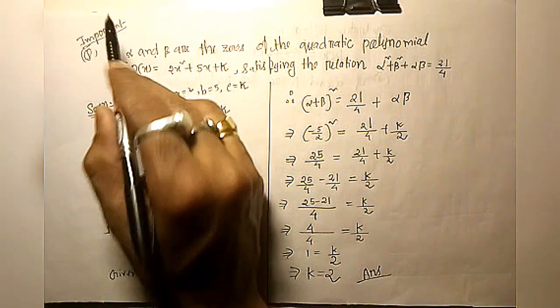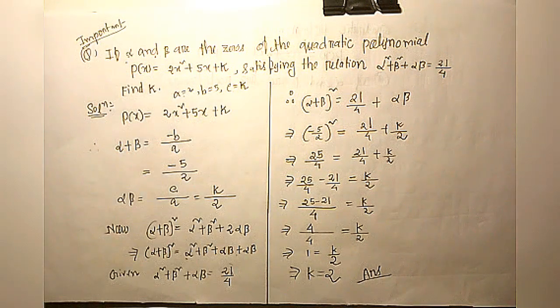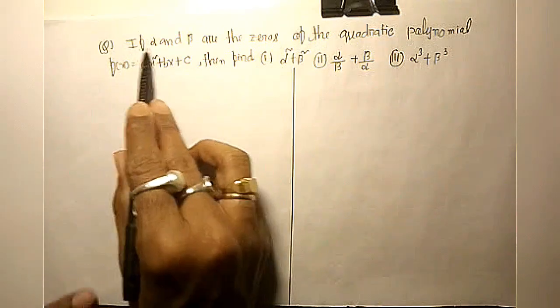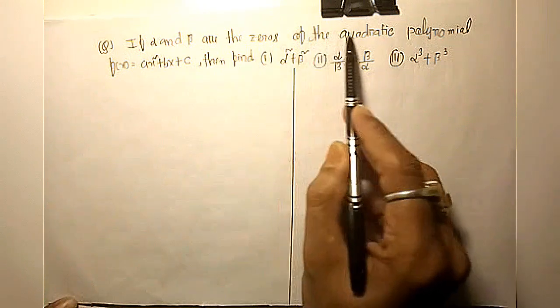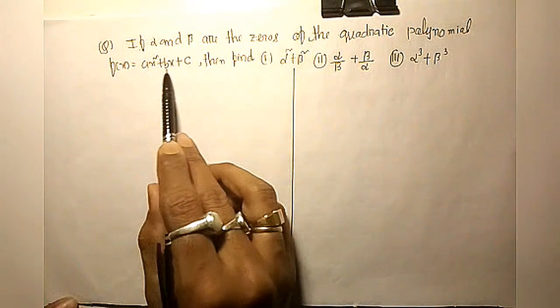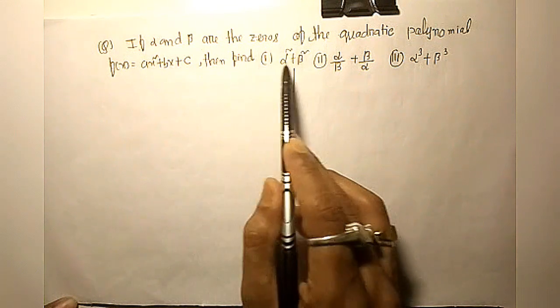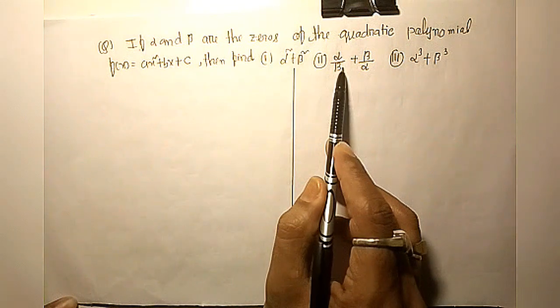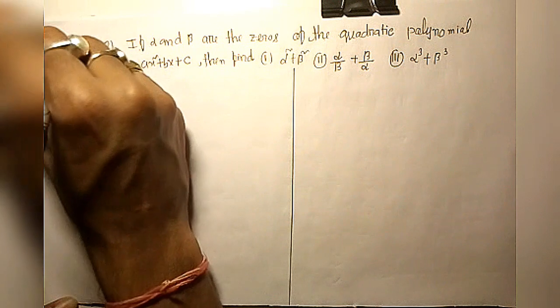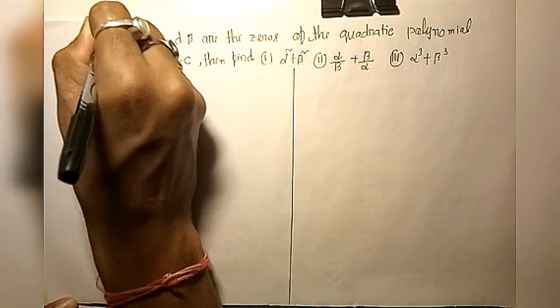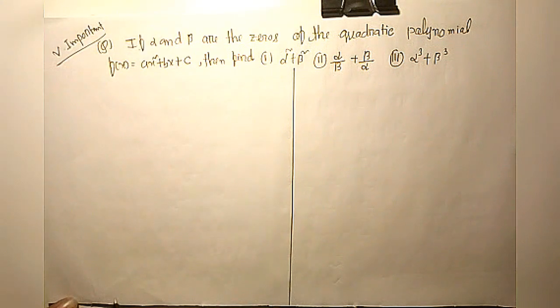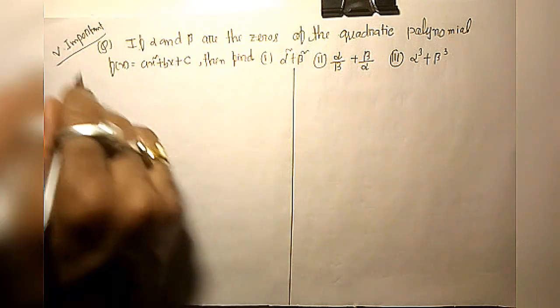So it's a very important question. Let's move to another question. If alpha and beta are the zeros of the quadratic polynomial ax square plus bx plus c, then find (1) alpha square plus beta square, (2) alpha by beta plus beta by alpha, (3) alpha cube plus beta cube. This is a very important question.